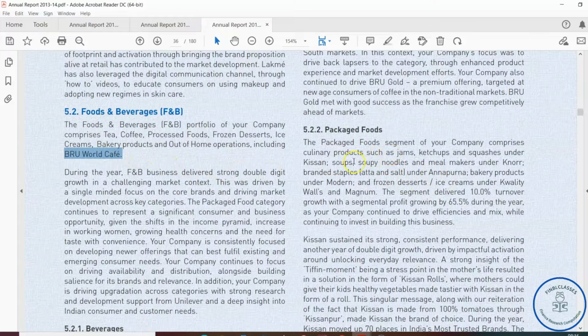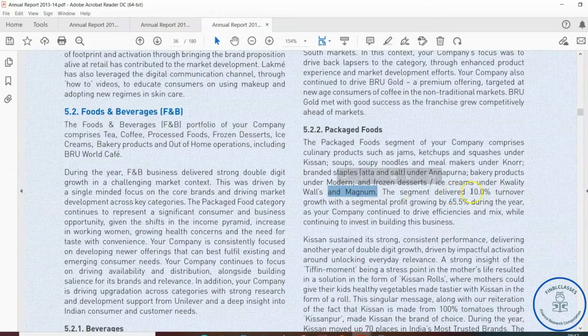Then you have the packaged foods segment of the company. It's a product based segment as per your segment reporting, comprising culinary products such as jams, ketchups, squashes under Kissan, soups. Kissan is a brand. Soupy noodles, meal maker under Knorr soup. You have heard that. Staples, atta, salt, Annapurna, bakery products under Modern Bread. You have heard of Modern Bread. And frozen desserts, ice creams, Kwality Wall's and Magnum.